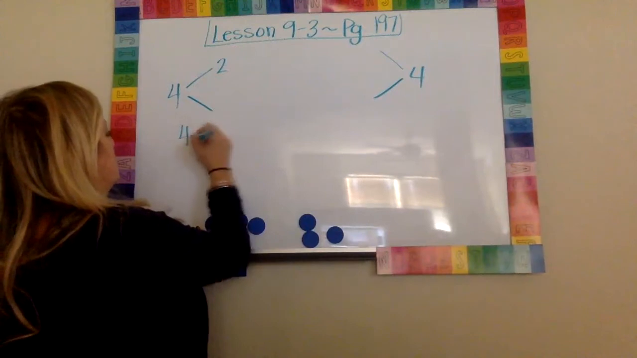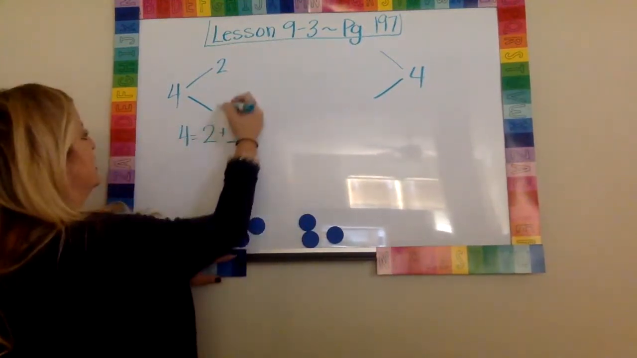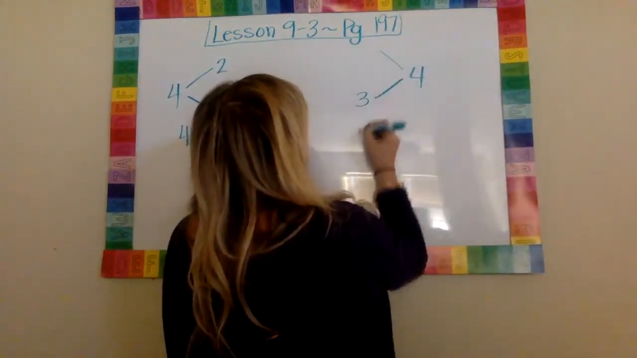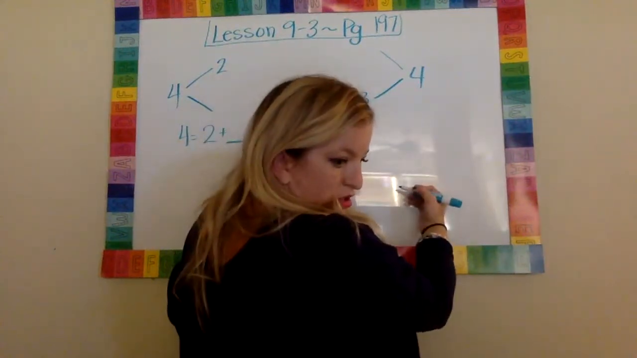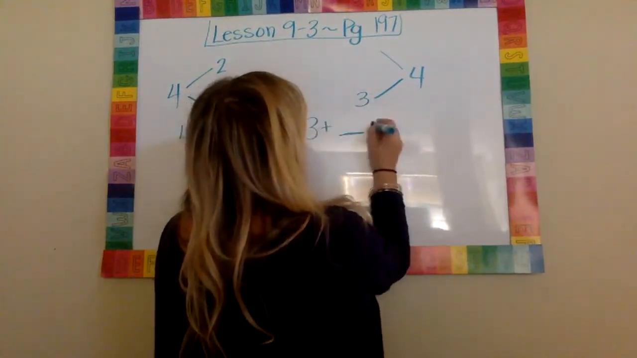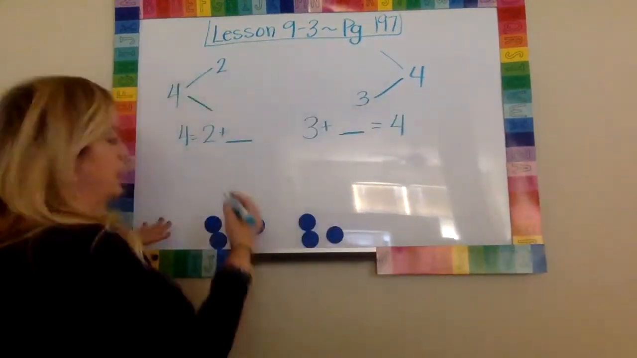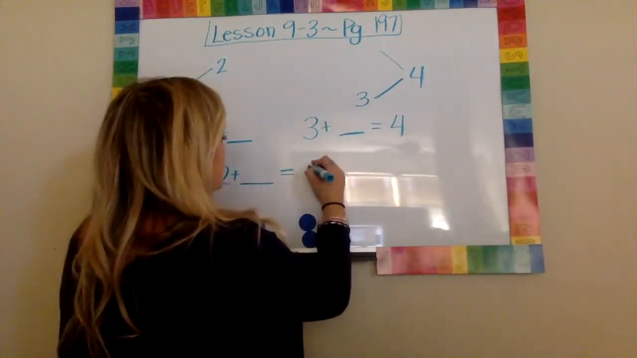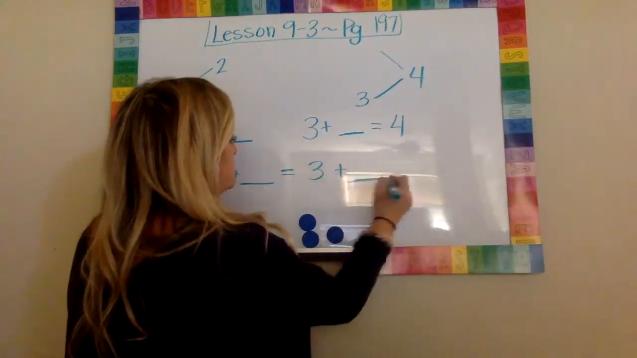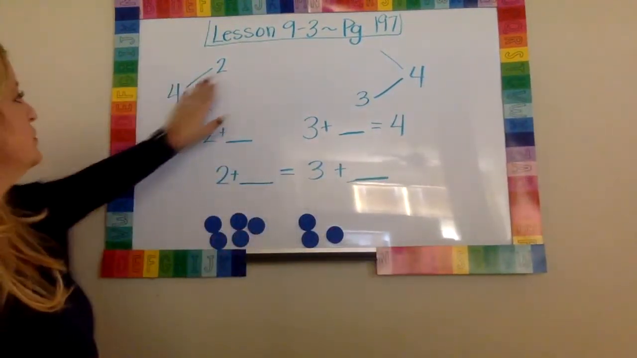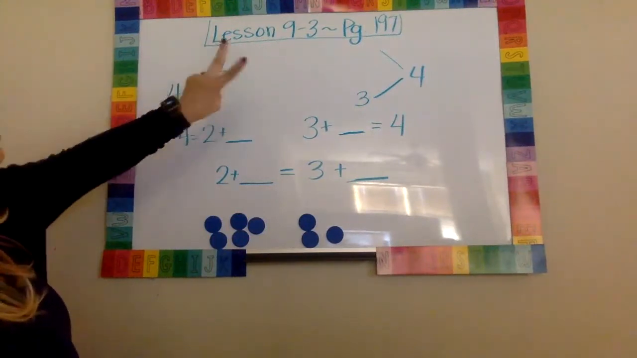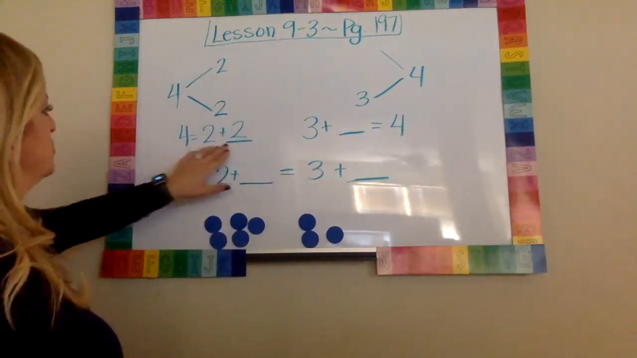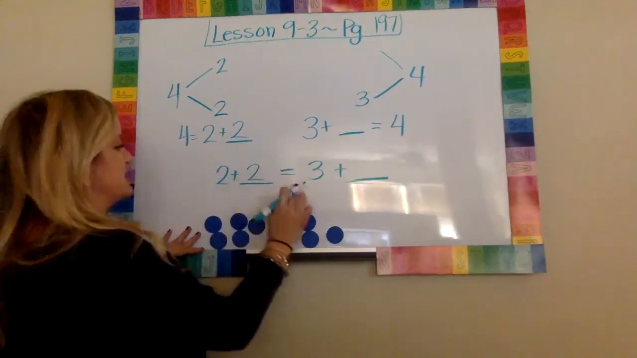So this one is 4 equals 2 plus, what do we add into the 2 to get to 4? This one is 3. So we say blank 3 plus blank equals 4. And then again, down at the bottom, 2 plus that one is the same as 3 plus blank. So we're going to start at 2 and we're going to stop at 4. 2, 3, 4. That's 2. So 4 can be broken down into 2 plus 2. 2 plus 2 is the same.